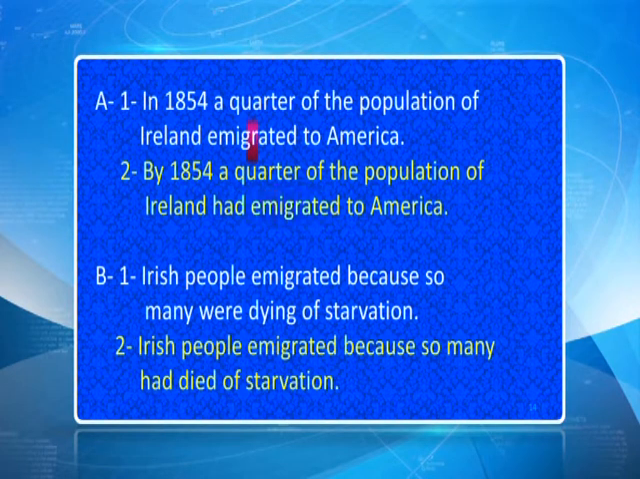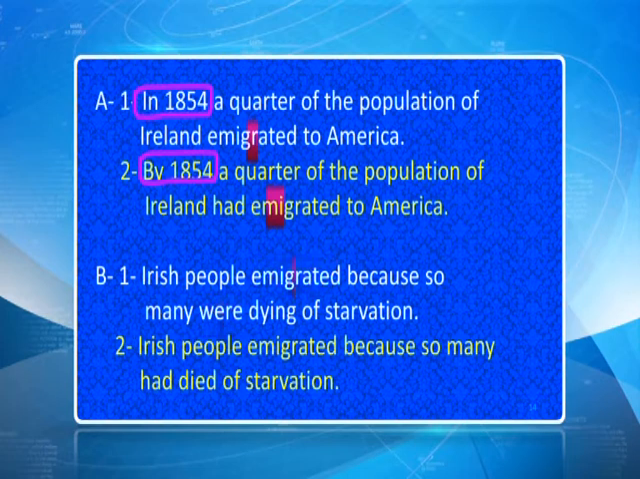B, A2. By 1854, a quarter of the population of Ireland had emigrated to America. Why is there this difference between them? Because in the first sentence we have 1854, which is a very precise point in time. And here we have "by 1854", so there is an action before another action.